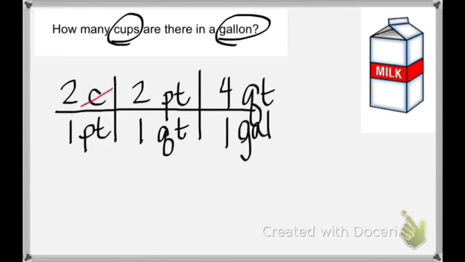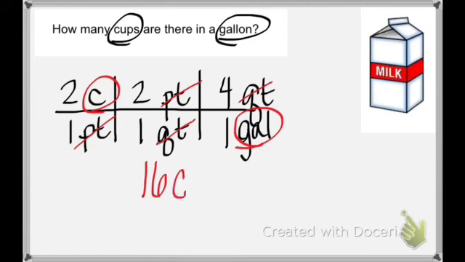Our cups, oops, we don't want cups to cancel out. Our pints have canceled out, our quarts have canceled out, and we're left with cups in the numerator and gallons in the denominator. So all we have to do is our multiplication. So we'd have 2 times 2 times 4. That looks like 16 cups. 1 times 1 times 1 is a gallon. And again, you may have recalled that from memory. However, that's what you do to get from cups to gallons. It's the mathematical process. It's more than memorization. So now you can convert one to another and know what's going on in between.